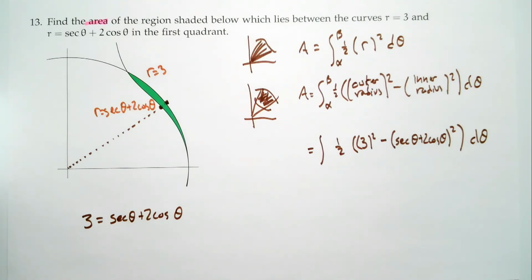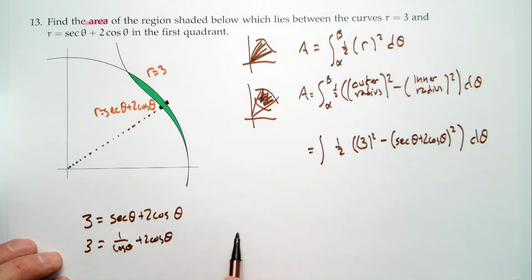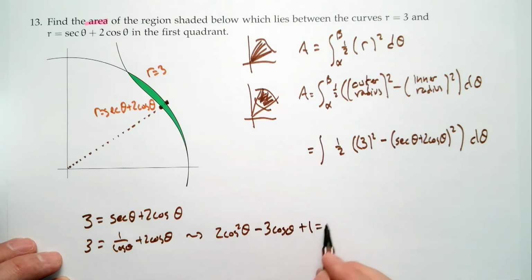Let's do algebra, because I know how much we enjoy algebra. It's a great pastime. I'm going to regret this choice in a minute, I suspect, but that's okay. What's another way to think of secant? 1 over cosine. So 1 over cosine plus 2 cosine equals 3. I'm going to multiply everything by a cosine and bring the 3 across. I'll get 2 cosine squared theta, because I multiplied that by a cosine, minus 3 cosine theta, because I multiplied the 3 by a cosine and brought it to the other side, plus 1 equals 0.